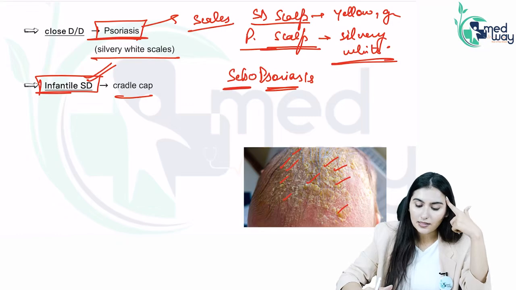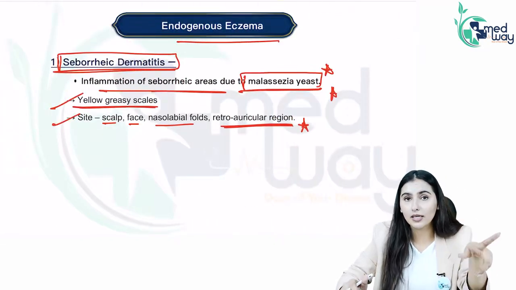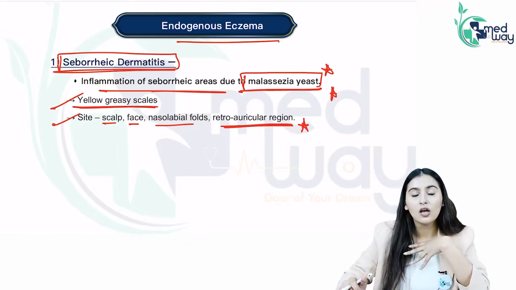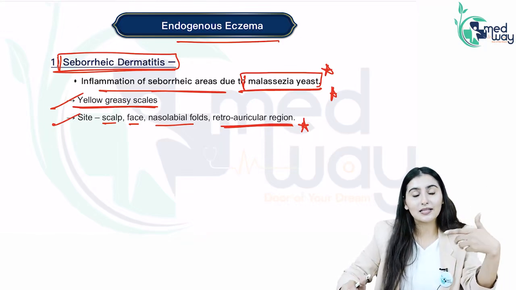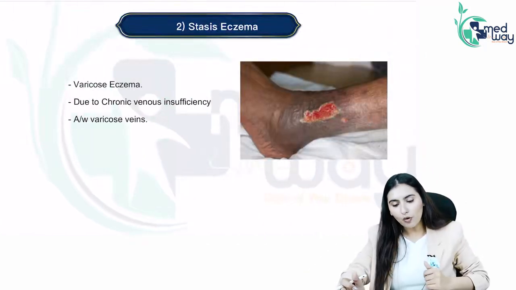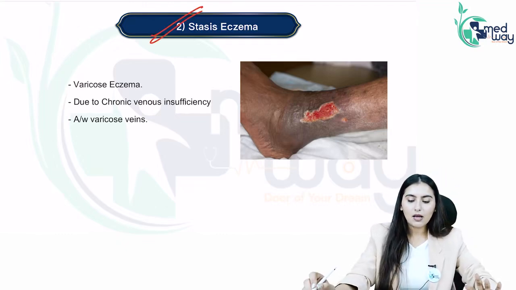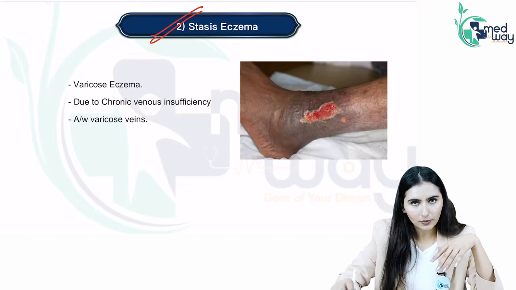Okay, so this is pretty much all you need to know about seborrheic dermatitis. Seborrheic dermatitis is because of Malassezia yeast. Your body is going crazy. That is why it is an endogenous eczema. Alright. The next problem is stasis eczema. Again, stasis eczema is a very, very endogenous problem.